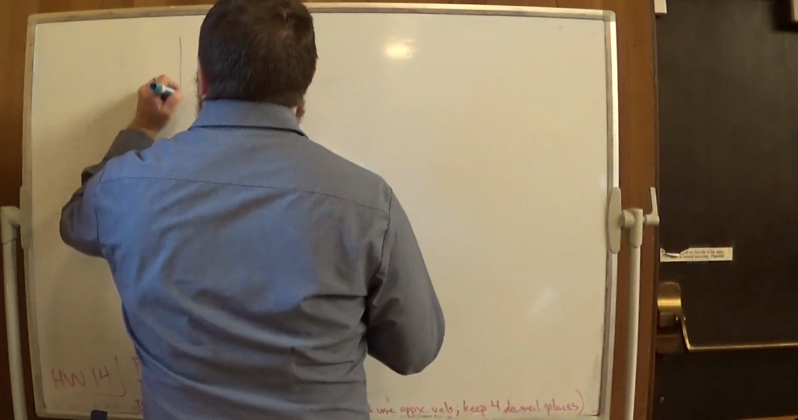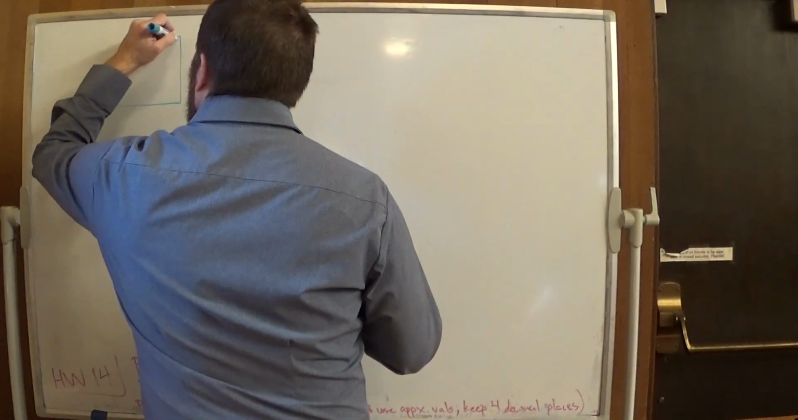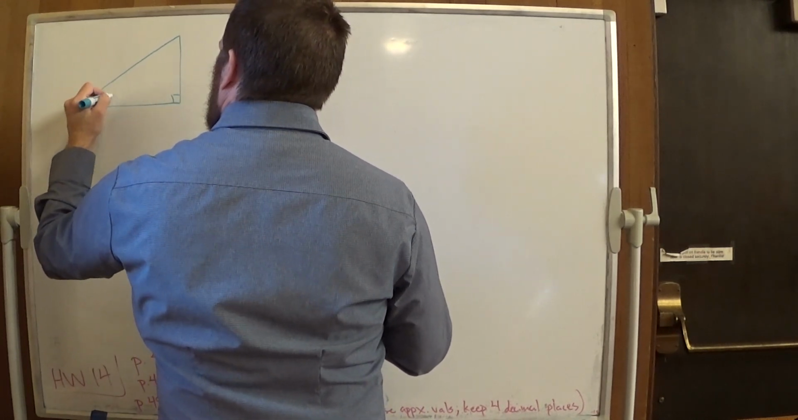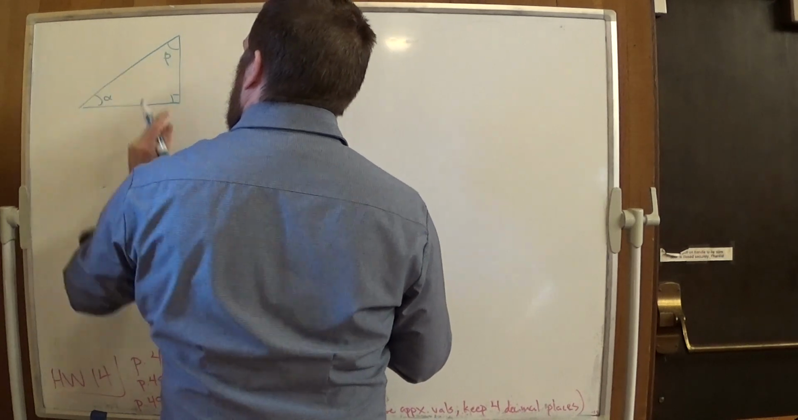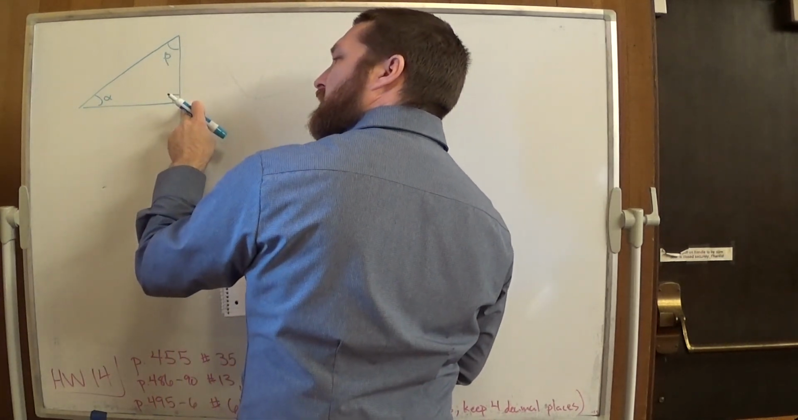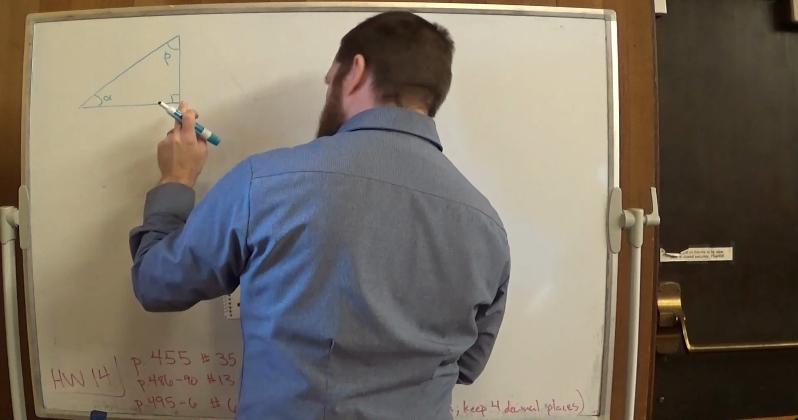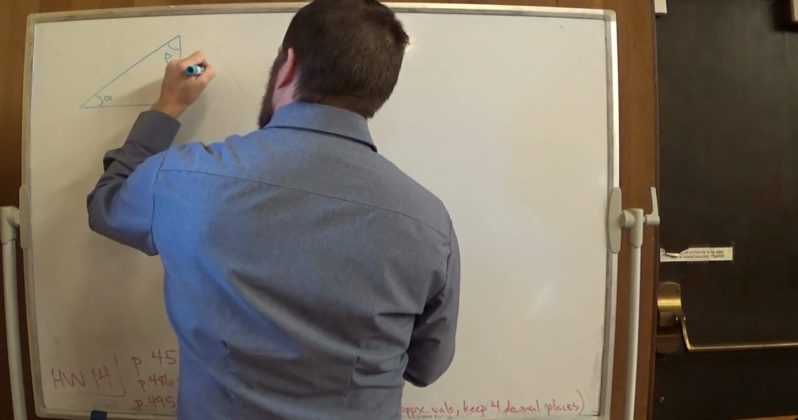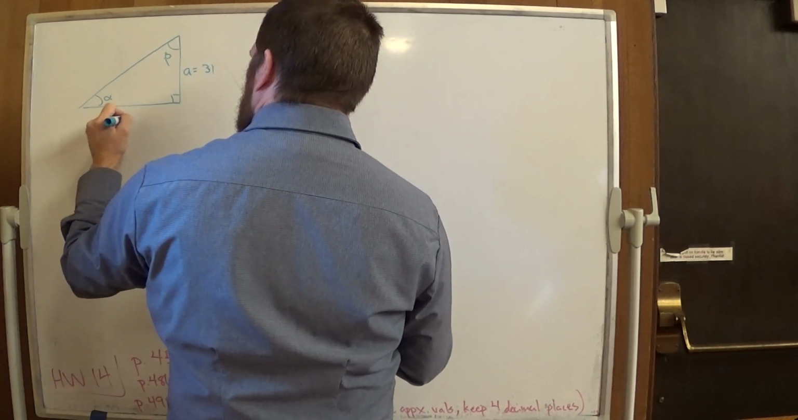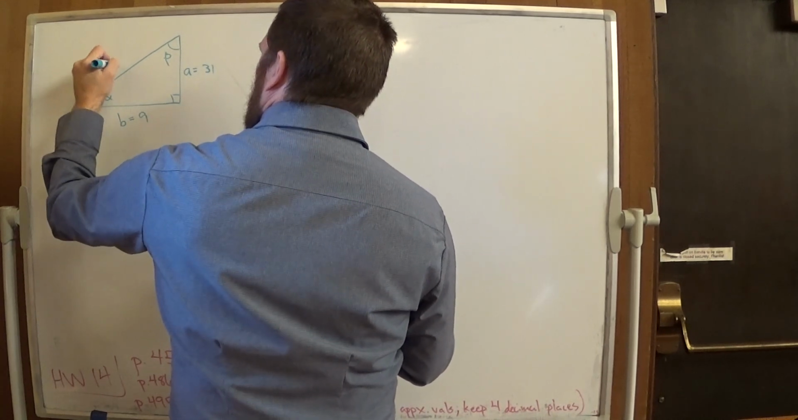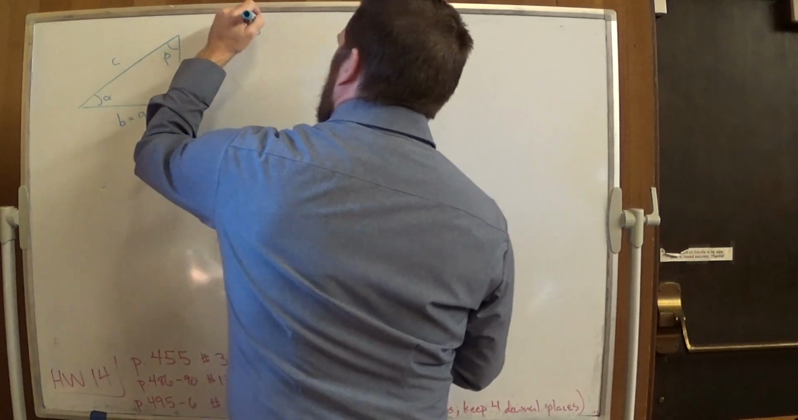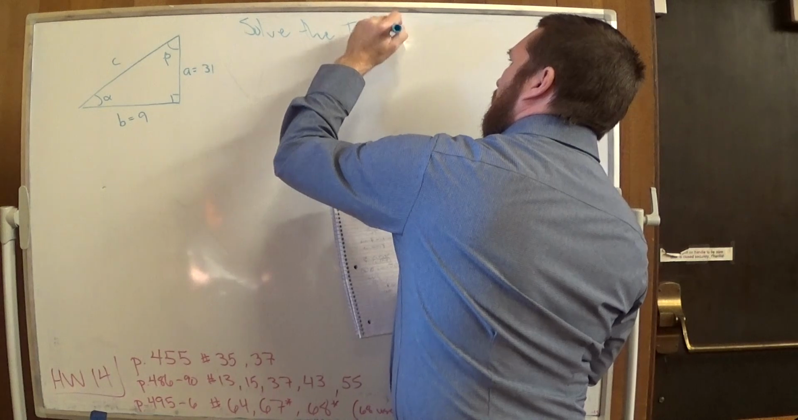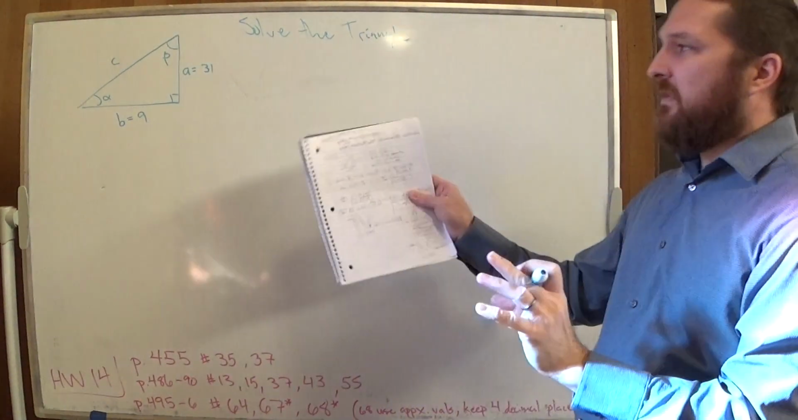Now that I've said that, that should be a big clue as to what you need to do to solve this problem. So we have alpha, beta. This is gamma, and gamma is understood to be 90 degrees. You're given that side A is equal to 31, side B is equal to 9, and you are to solve the triangle. And all that means is find all the unknowns, right?